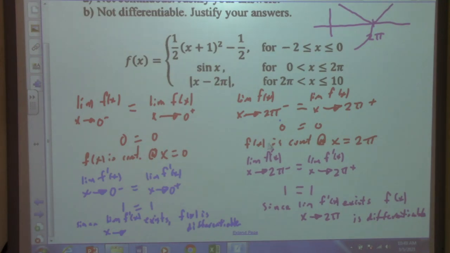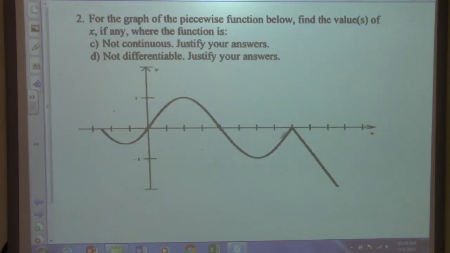And now we are to this section here, 2: graph the piecewise function below, find the value of x, if any, where the function is not continuous. Do you see a not continuous here? No. What about a not differentiable? Yes. So we would say the function, if we call this f of x, which they don't label it, so f of x is continuous. Differentiable where?